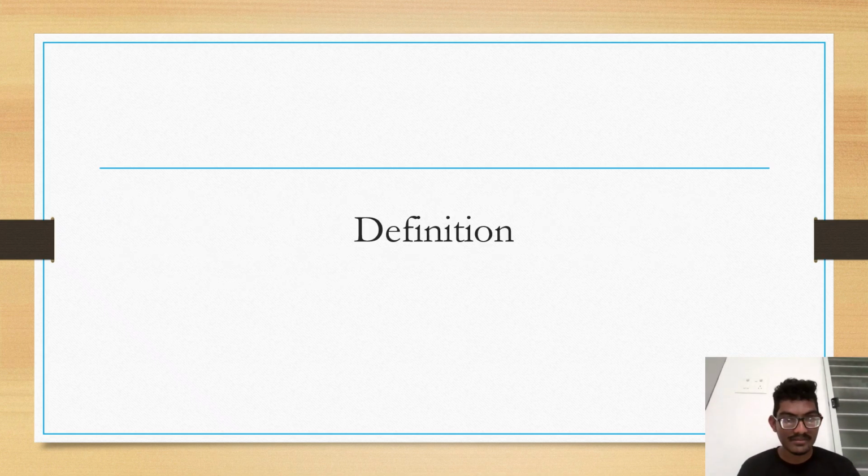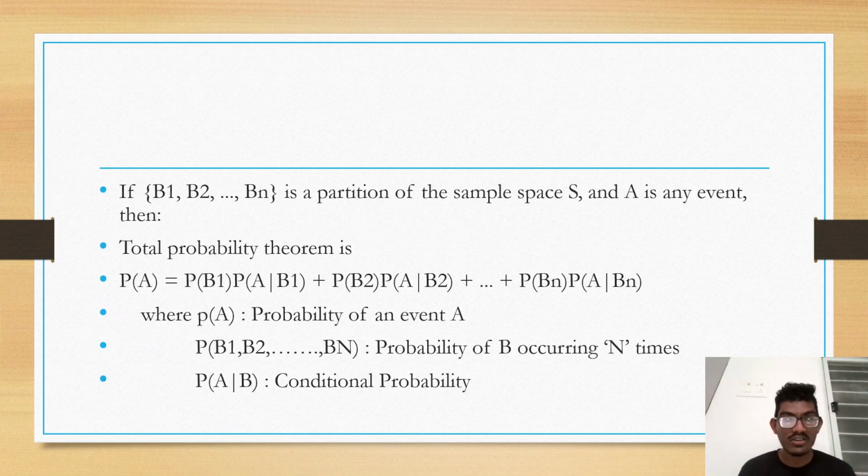Next, the definition of the total probability theorem. Let us consider that the event B has happened n times in a sample space S, like events B1, B2, B3, and so on up to Bn. Now we have to consider another event A, which is also related to the sample space S. Now we have to find the probability of event A considering that B1, B2, B3, and so on up to Bn have happened.